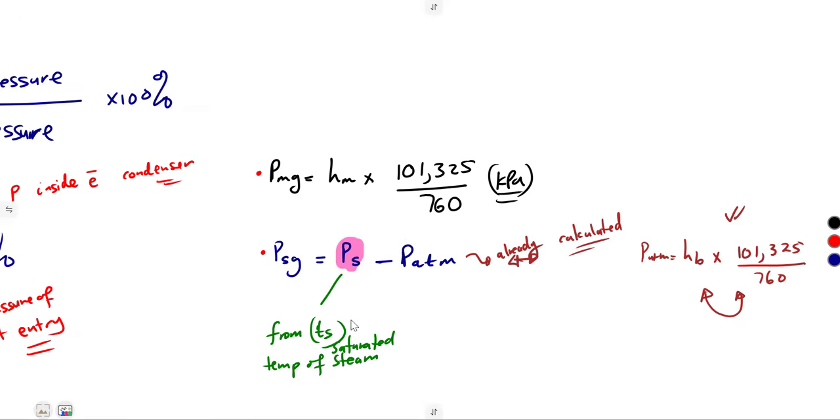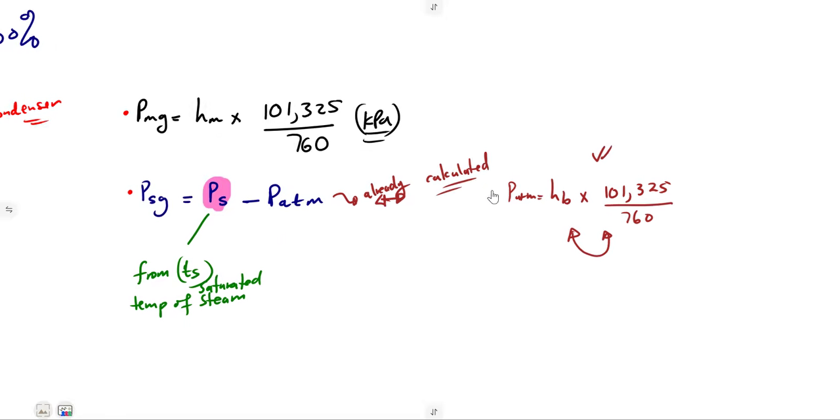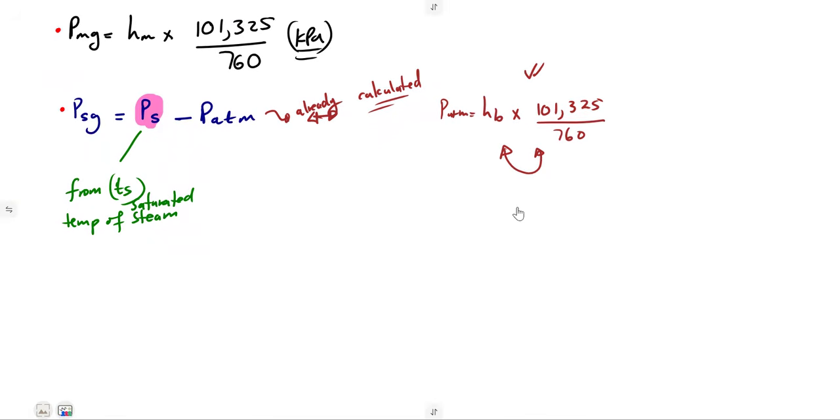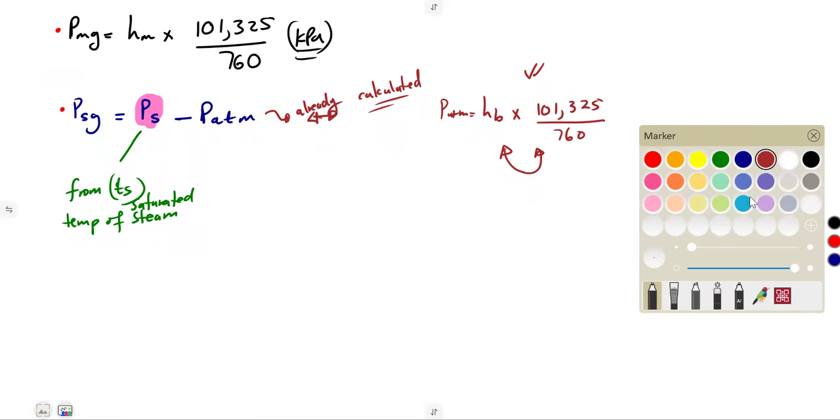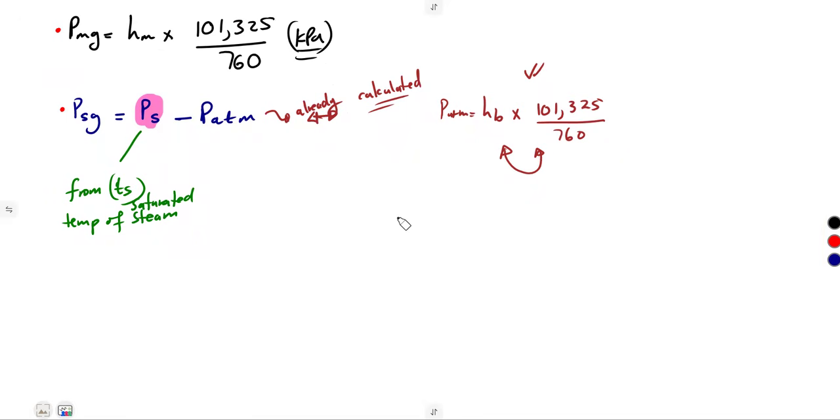So now there are cases that we must consider, because it's taken from a temperature. What if that temperature is not given? What if the temperature is not given? So let me just have cases to find PS, which is the pressure of steam.